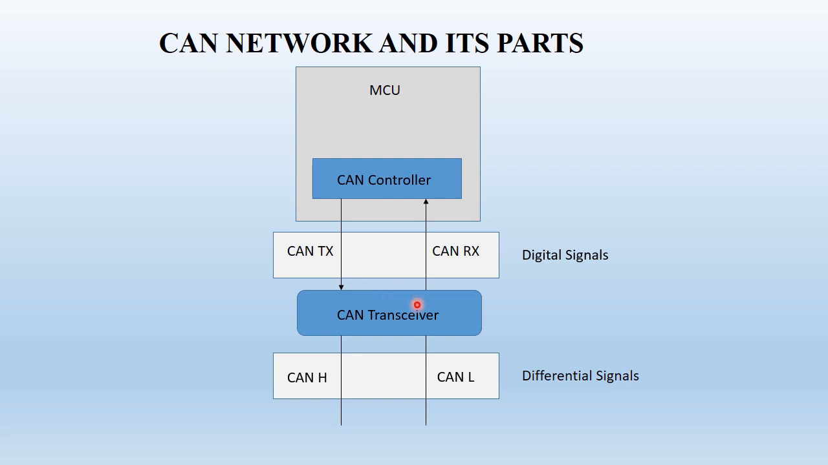And in order to achieve that differential signal, you need a transceiver, a CAN transceiver. That's why the CAN transceiver is used for this. What does the CAN transceiver do? It takes the single-ended signals and converts them into a differential signal. That's what we call CAN H, and the other one is called CAN L. So CAN high and CAN low, and this is what we call a node.